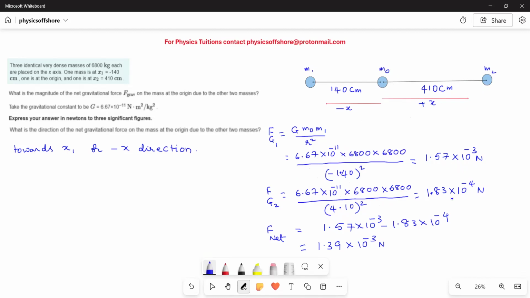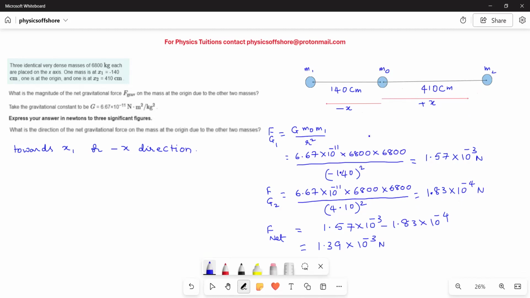Observe the forces. The one which is closer has more force compared to the other one. This one is at a distance of 4.1 meters, so it has a lesser force of attraction, whereas this one is a bit closer to the mass at the center, the origin. It has the more force of attraction.